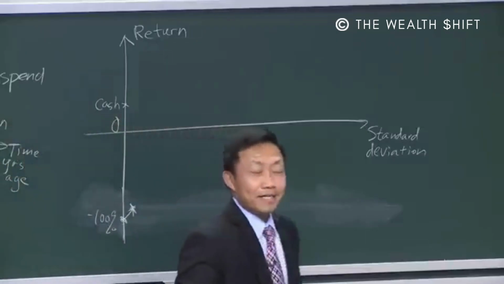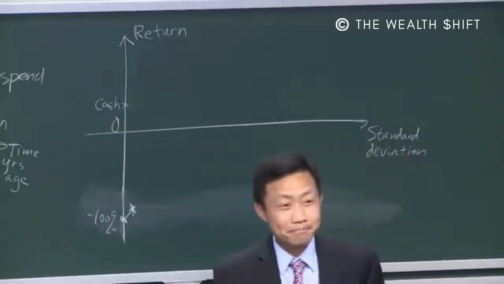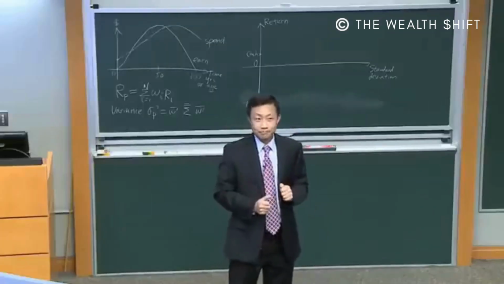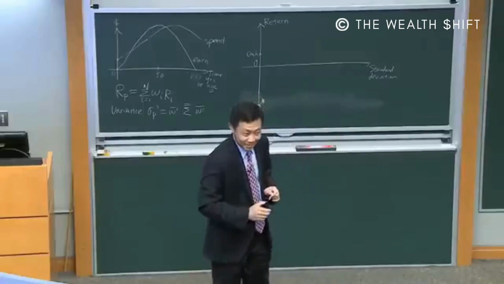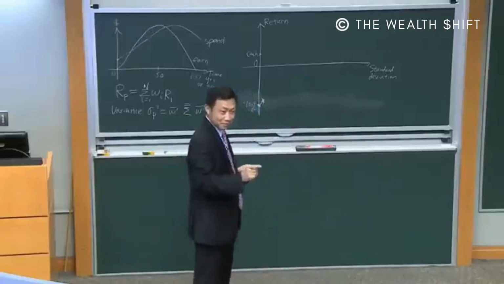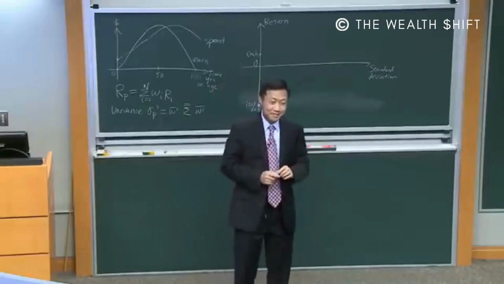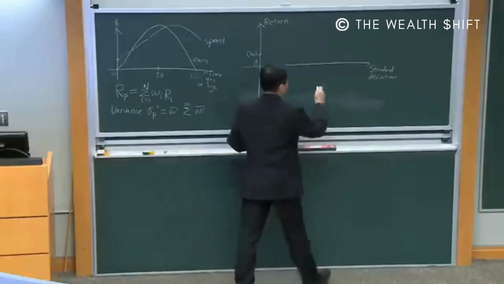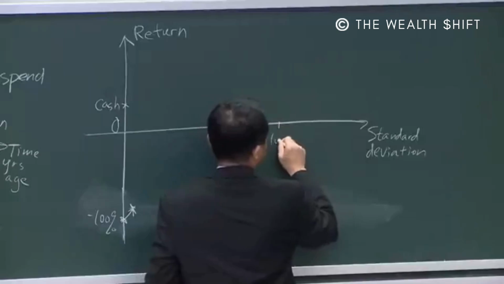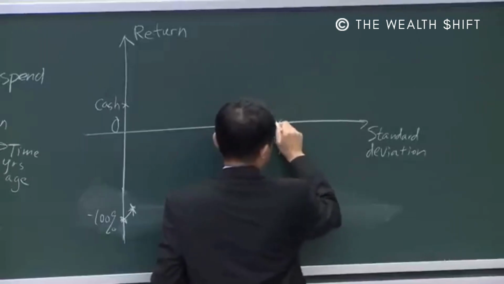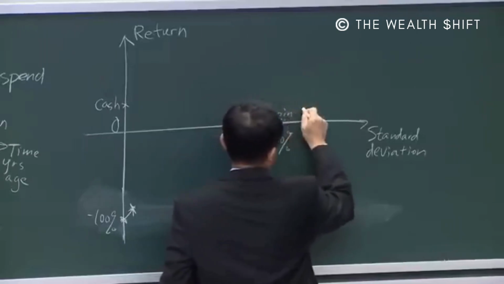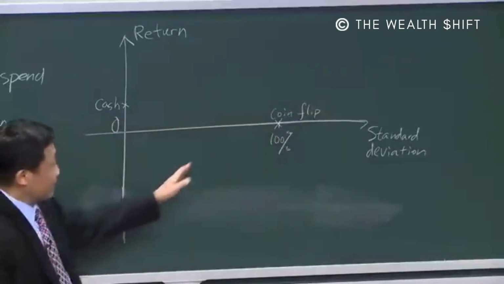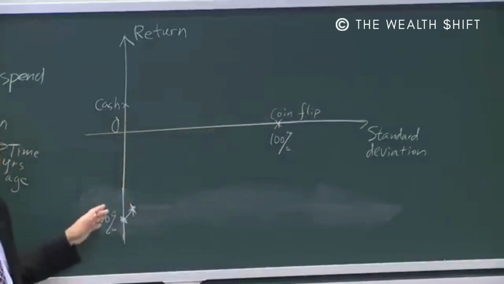What is coin flipping? Let's say you decide to put all your money to gamble on a fair coin flip. Fair coin, so expected return is 0. What is the standard deviation of that? Good. 100%. So we kind of got the 3 extreme cases covered.